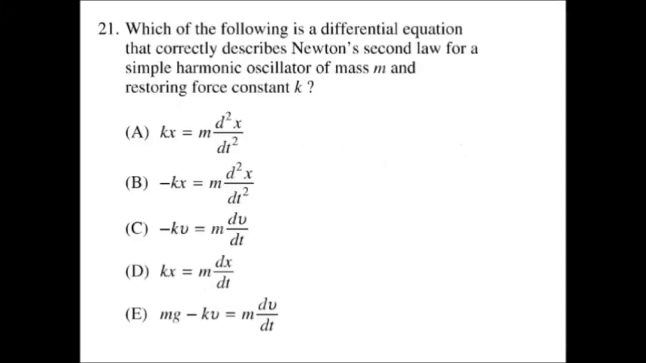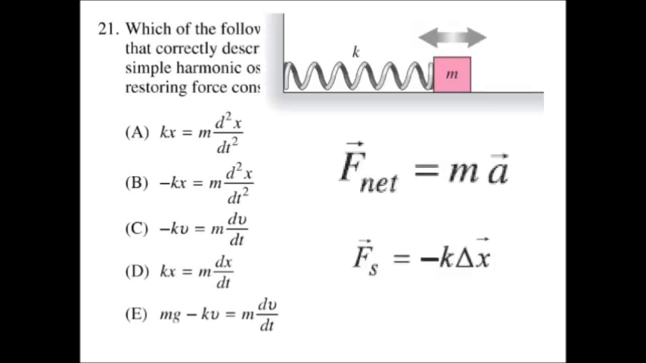Which of the following is a differential equation that correctly describes Newton's second law for a simple harmonic oscillator of mass m and restoring force constant k? In other words, this thing, with Newton's second law being F equals ma, net force equals mass times acceleration, and the spring force equal to negative k delta x. K is the spring constant, delta x is the displacement.